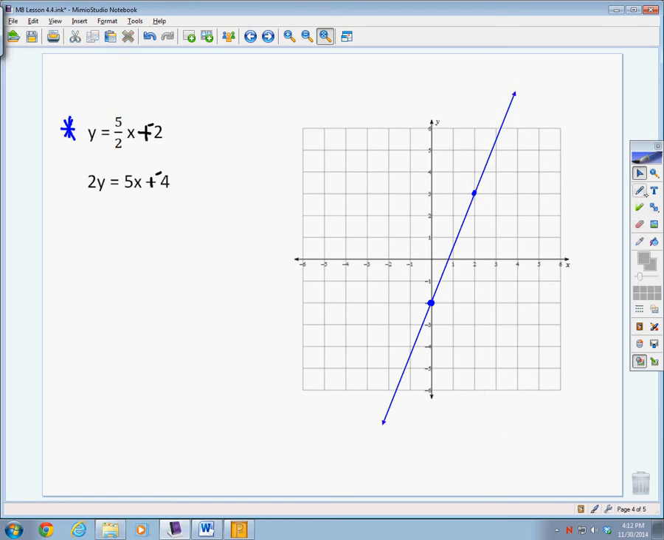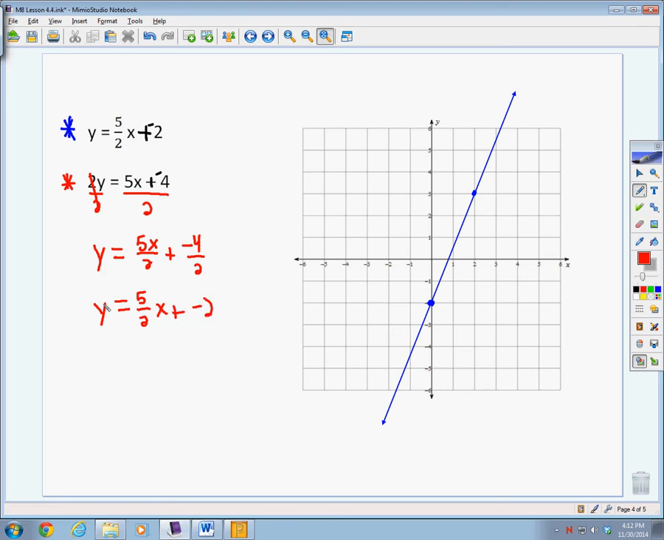Alright, and then the second one isn't quite in slope-intercept form because slope-intercept form needs to be solved for y. But we're close. If I divide each side by 2, 2 divided by 2 is 1y, and then I can divide each of these terms by 2. 5x divided by 2 plus a negative 4 divided by 2. So I'm left with y equals, I'll leave this as a fraction because it's my slope, 5 over 2x plus negative 4 divided by 2, which is a negative 2.